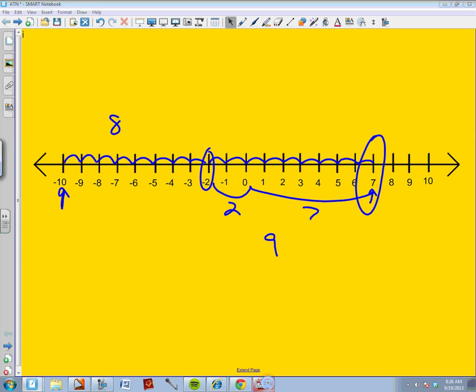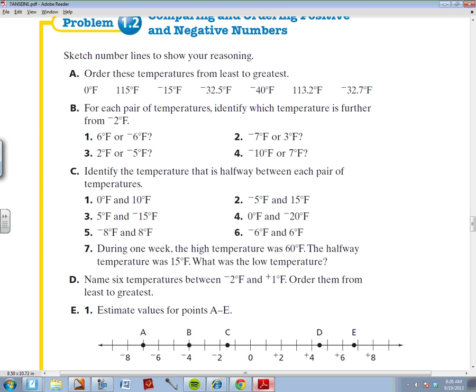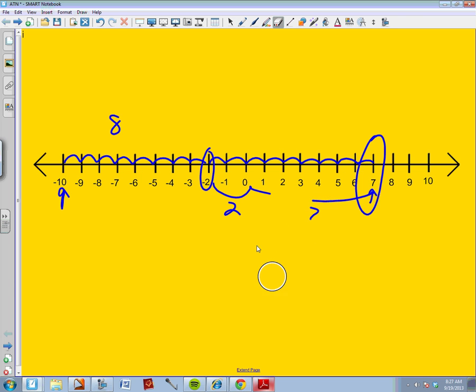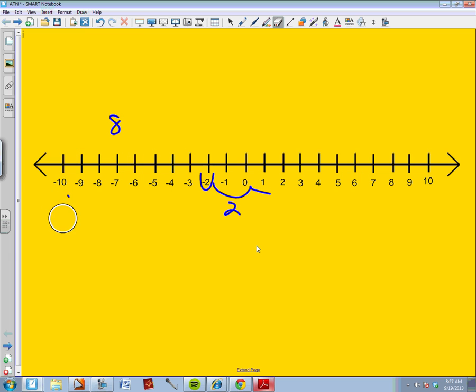All right, let's go to part C now. Part C, identify the temperature that is halfway between each pair of temperatures. All right, now we don't have a -2. Now we're just looking at what is halfway between 0 and 10. So erase all this. What is halfway between 0 and 10?